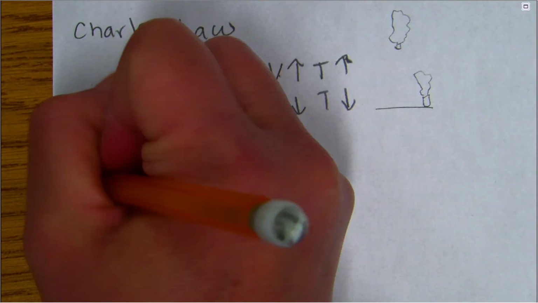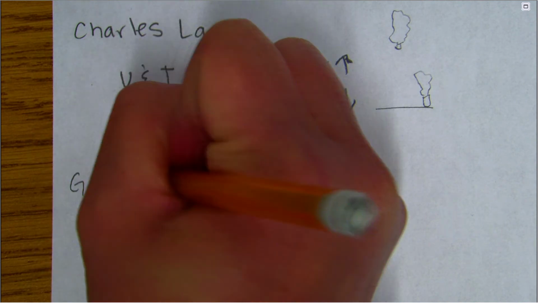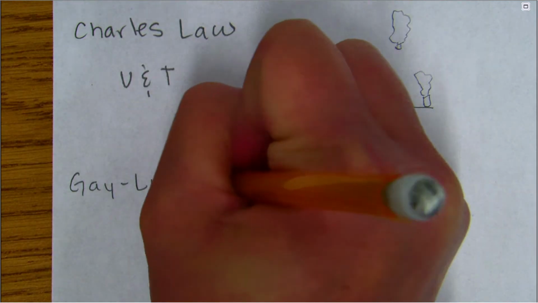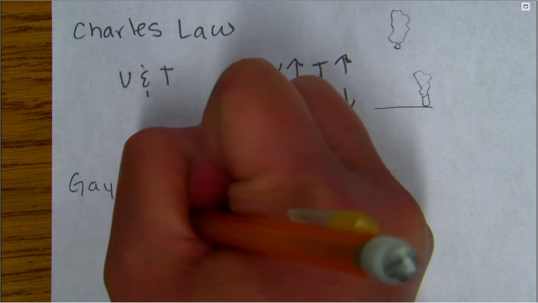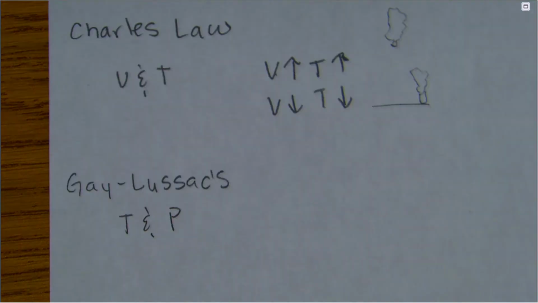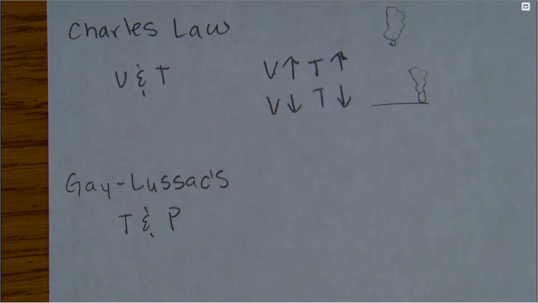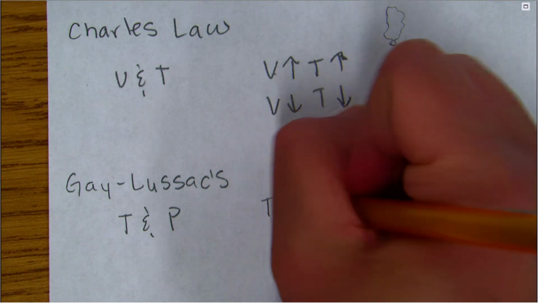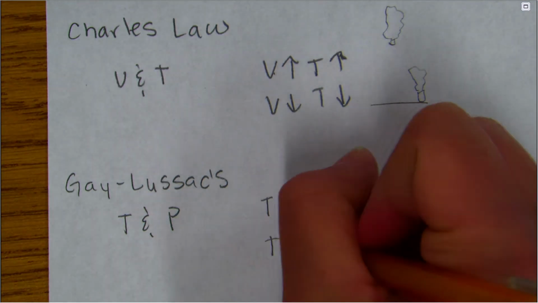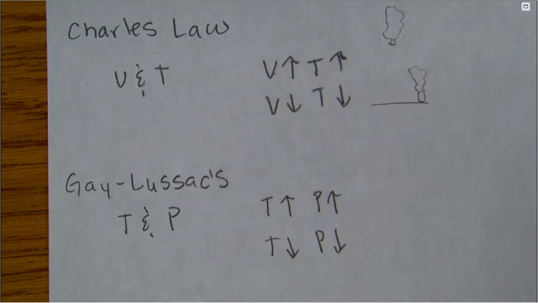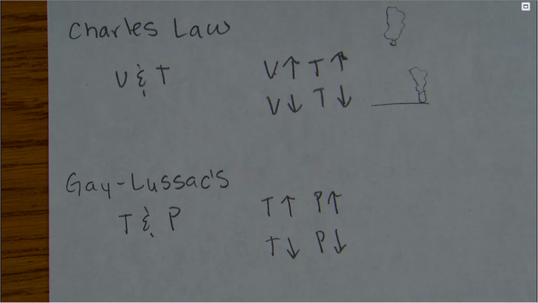Our final one would be Gay-Lussac's law. And now each one of these laws is named after the scientist who discovered it. All right, so this is the relationship between temperature and pressure. And again, this is a direct relationship. So if temperature increases, pressure increases. And if temperature decreases, pressure decreases. And an example of this would be tire pressure.